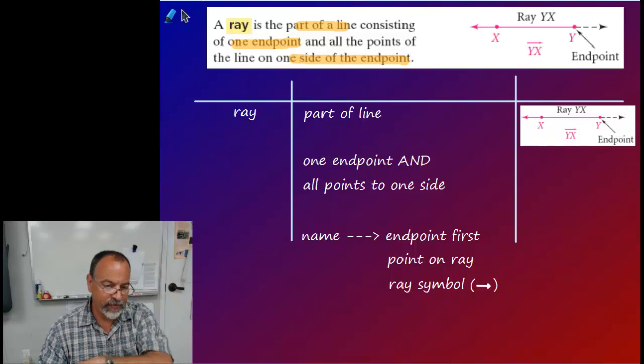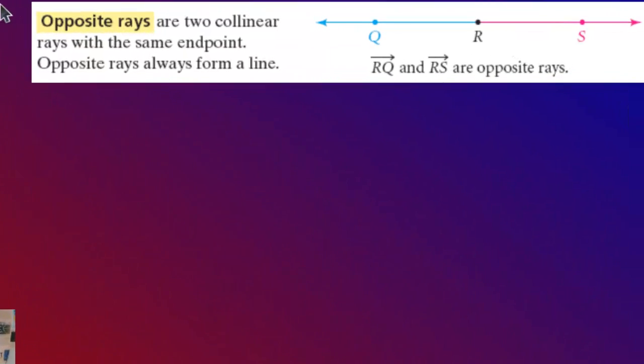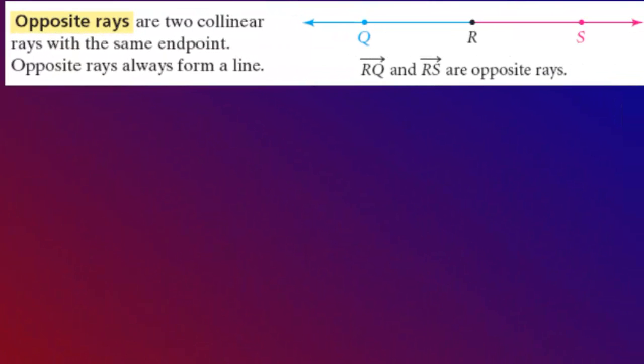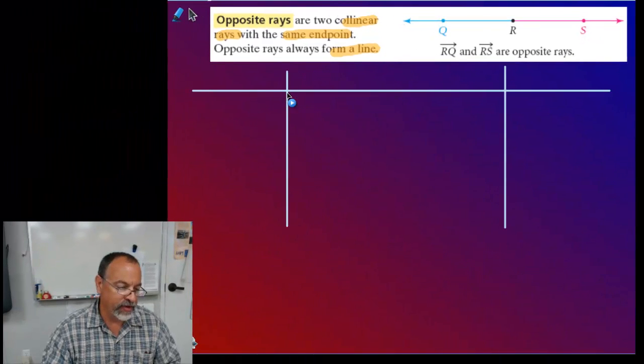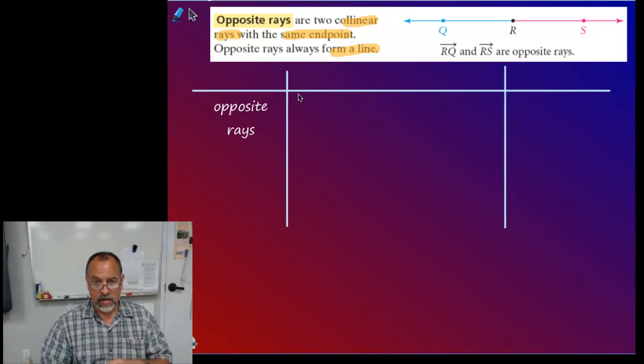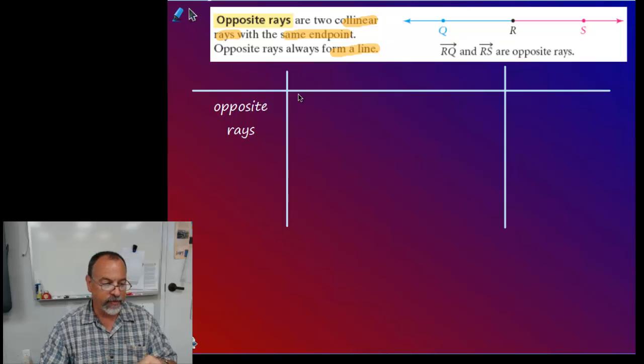Now, there is another topic we want to talk about here, and this is opposite rays. Opposite rays, so again, let's read the sentence and pick out the key points. Opposite rays are two collinear rays, so that's important, that have the same endpoint, that's important, and opposite rays always form a line. So there's three characteristics here that are very important, and these are going to be very important when we talk about what we're going to do to use these in the next portion of the video.